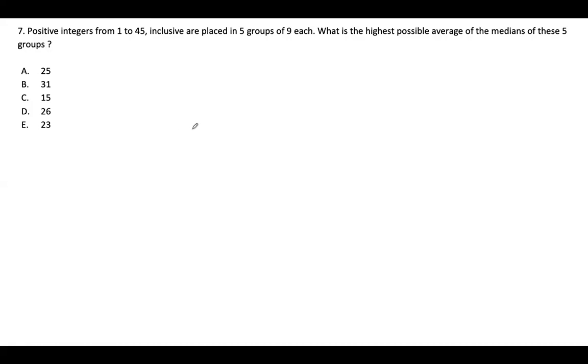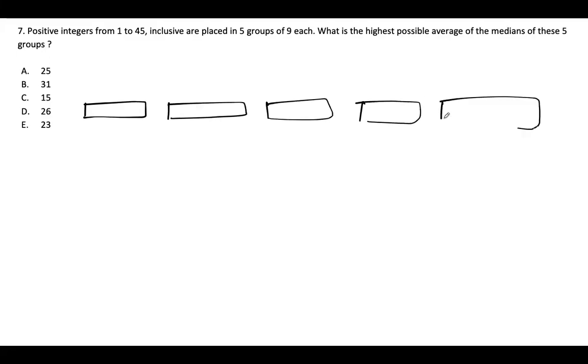Sure, sir. Positive integers from 1 to 45 inclusive are placed in 5 groups of 9 each. What is the highest possible average of the medians of these 5 groups? Okay, so you need to maximize what? The medians, as in the middle value. So if every group has 9 values, what is this value? Fifth.